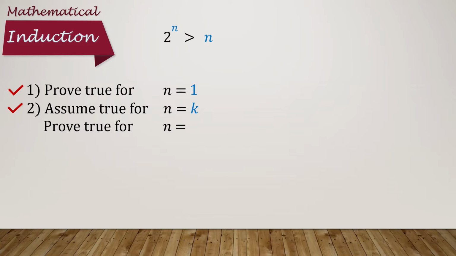Then, we prove that it's true for n equals k plus 1. This is the hard bit. Now this is where we want to get to. 2 to the power of k plus 1 is strictly greater than k plus 1. So I'll put that at the bottom so we know where we're going.